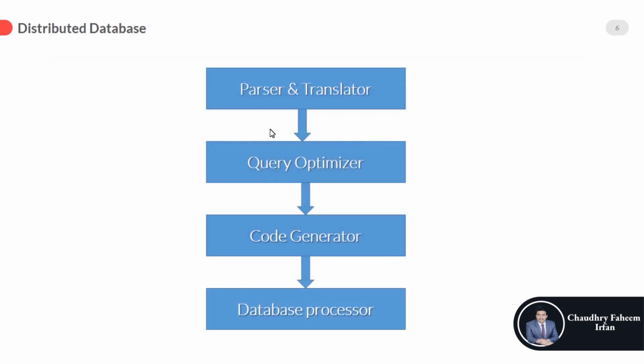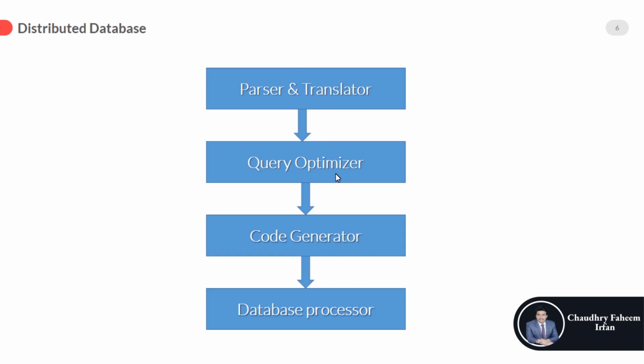So here is the figure, which shows the parser translator. When we are going to execute a query, what will happen? So query optimizer, code generator, and database processor. Query processing is a set of all activities starting from query placement over input, so starting from here, from the input of a query to displaying the results or output of the query.